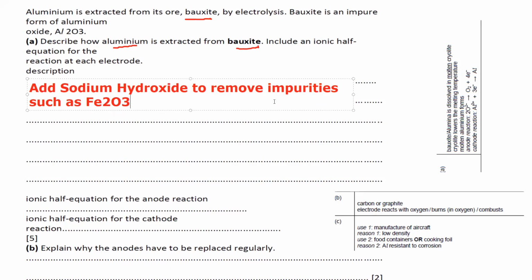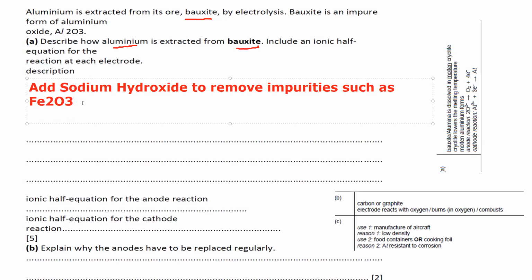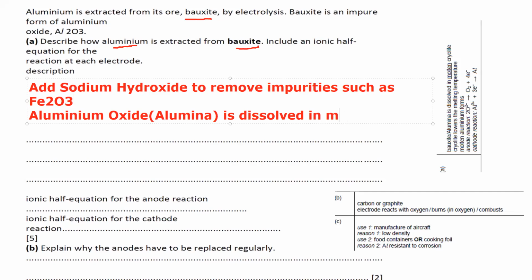Then we add cryolite, or we dissolve aluminium oxide, and pure aluminium oxide is also known as alumina. So aluminium oxide, which is also known as alumina, is dissolved in molten cryolite.